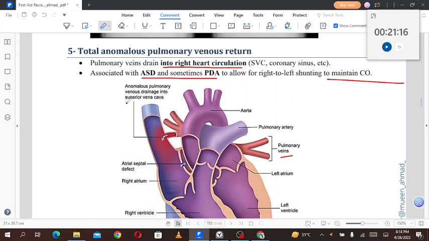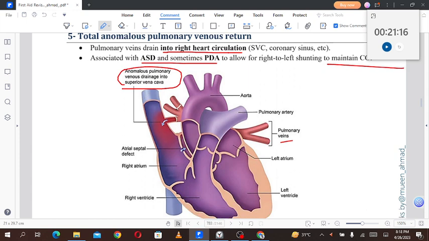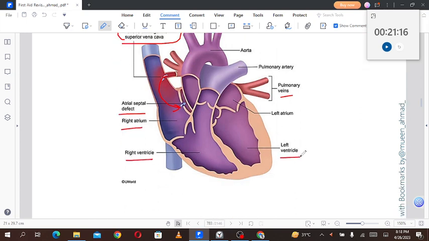So anomalous pulmonary venous drainage into the superior vena cava, here you can see it. To cause the blood to flow back to the left atrium, we need an atrial septal defect. Then we have right atrium. This is right ventricle, left atrium, pulmonary veins, pulmonary artery, and aorta.